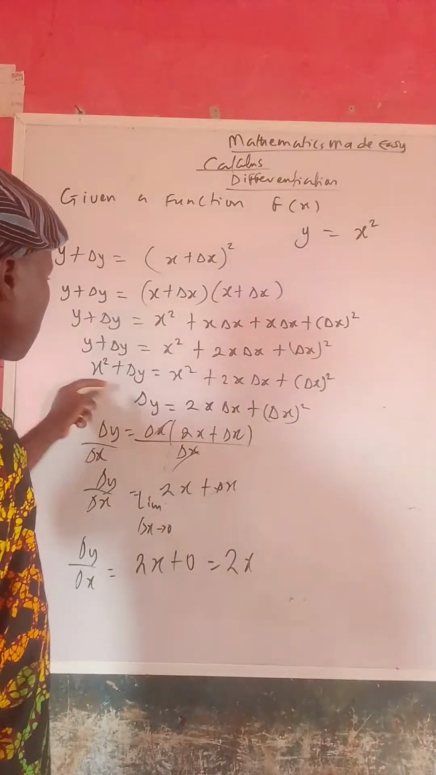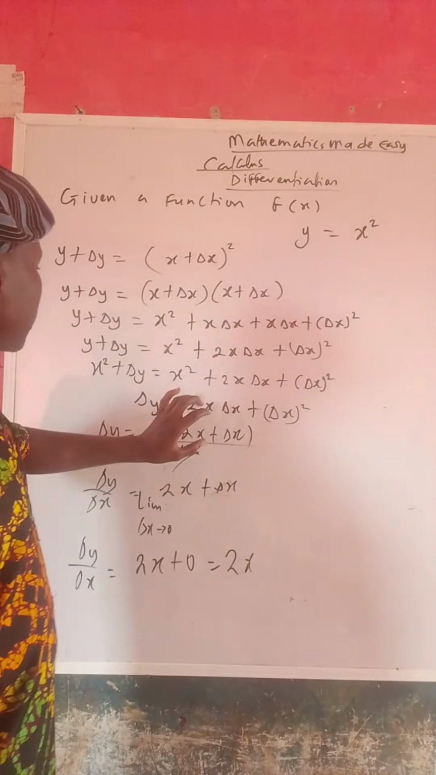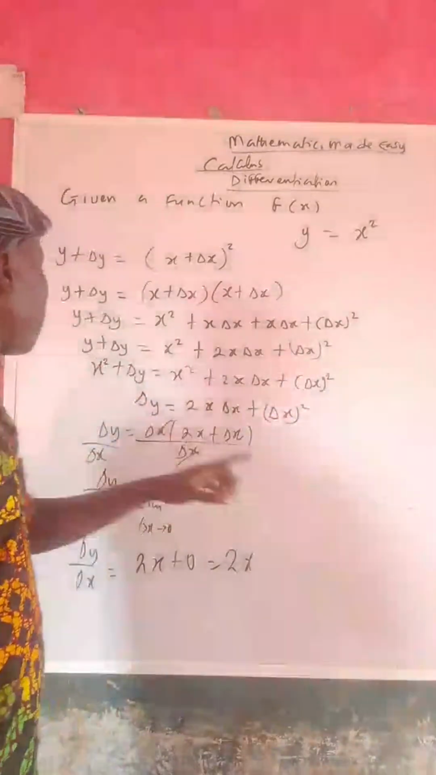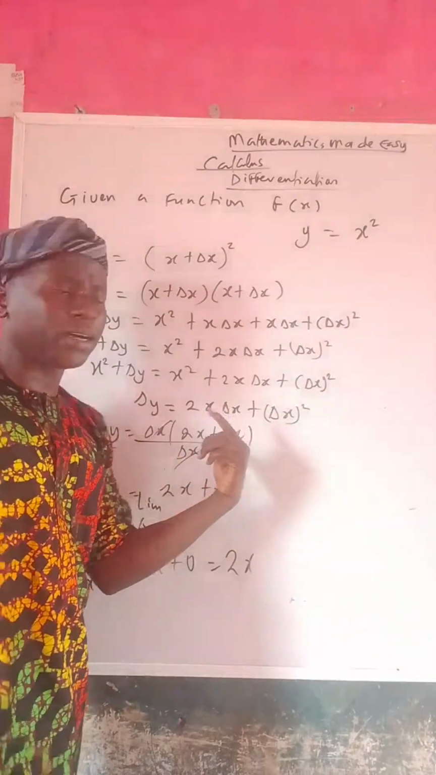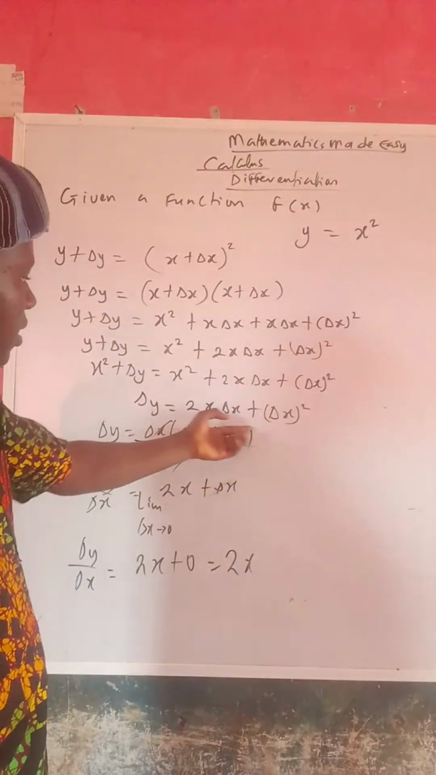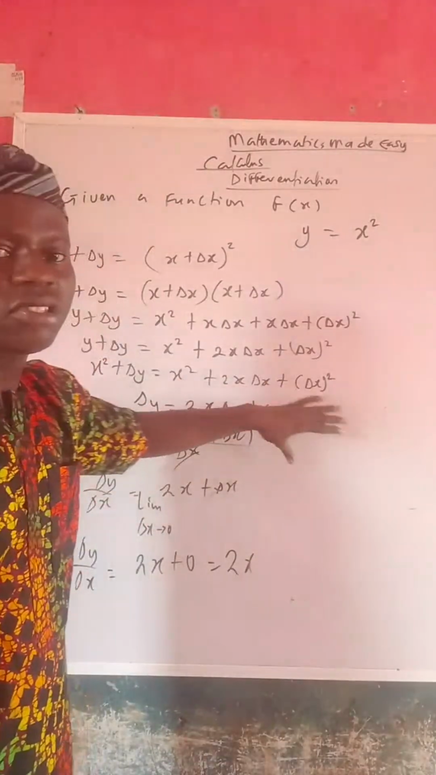So then we have x squared plus change in y. When you expand this, we have x plus change in x to the second power. Then subtract x to the second power from both sides. You got what I'm saying now? So what we have now is change in y, which is now 2x change in x plus change in x to the second power. Then you factor out change in x.